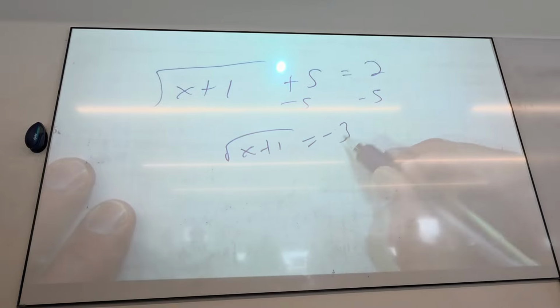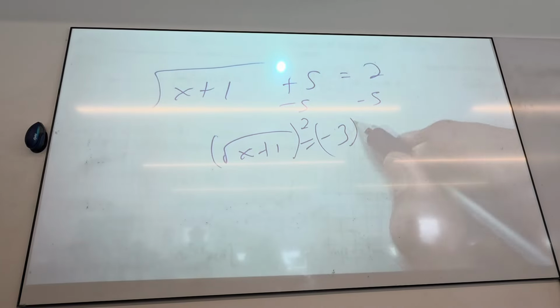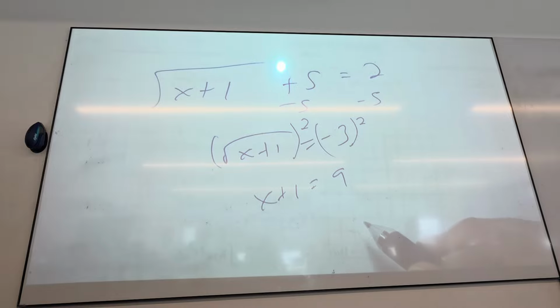What do I do from here? If I don't notice this, what do I do from here? Square both sides. I get x plus 1 equals 9. Yes. And then I subtract 1, x equals 8.